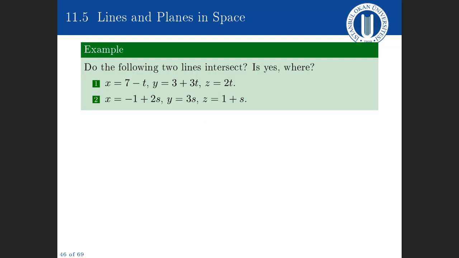So, for example, do the following two lines intersect? And if the answer is yes, where do they intersect? The first line is x is 7 minus t, y is 3 plus 3t, and z is equal to 2t. Because I've already used the letter t, I need a different letter for the second line, so I'm going to use the letter s for the second line. Second line is x is equal to minus 1 plus 2s, y is equal to 3s, z is equal to 1 plus s.